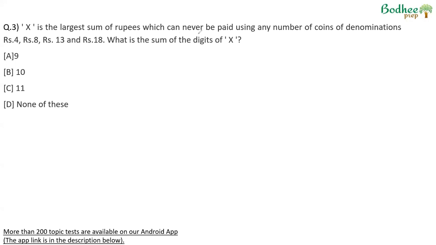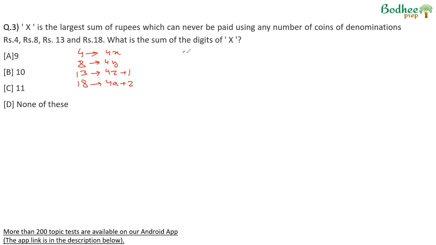X is the largest sum of rupees which can never be paid using any number of the denominations 4, 8, 13, and 18. Now see, this is a multiple of 4. This is a multiple of 4. This is a multiple of 4 plus 1. This is a multiple of 4 plus 2. And therefore, if we look at numbers that might not be formed, they are multiples of 4 plus 3.